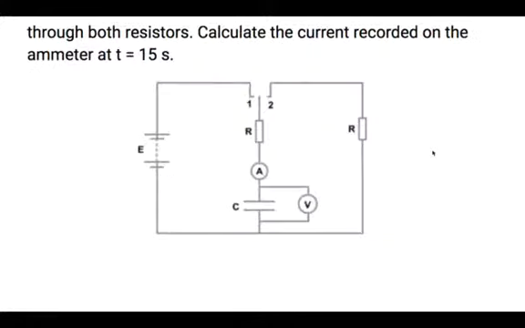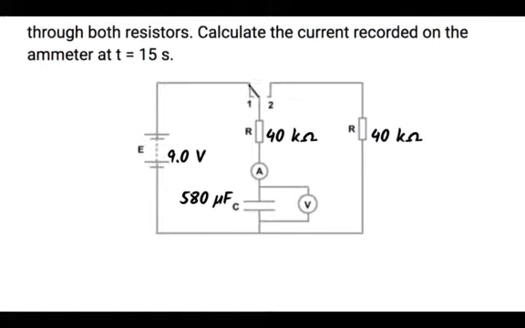So if I just trim that question up so we're just left with a bit at the end, calculate the current recorded on the ammeter at t equals 15 seconds, add to the diagram some of the details like the EMF of the battery, the two resistors and the capacitance, and maybe a little line just to show that the switch is currently set to position number 1.